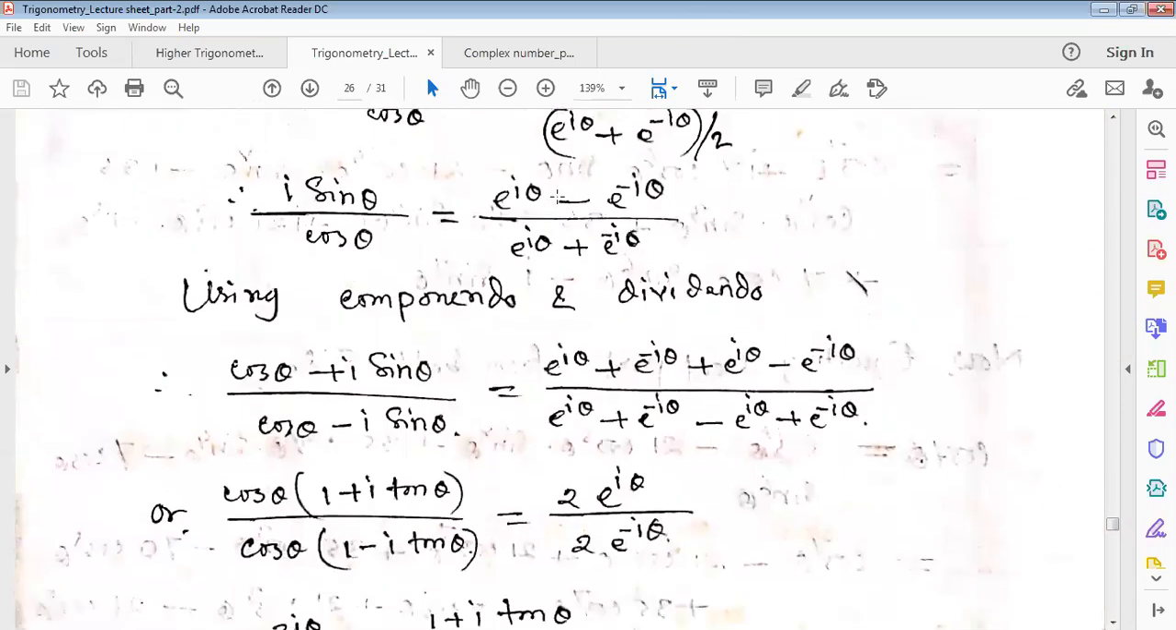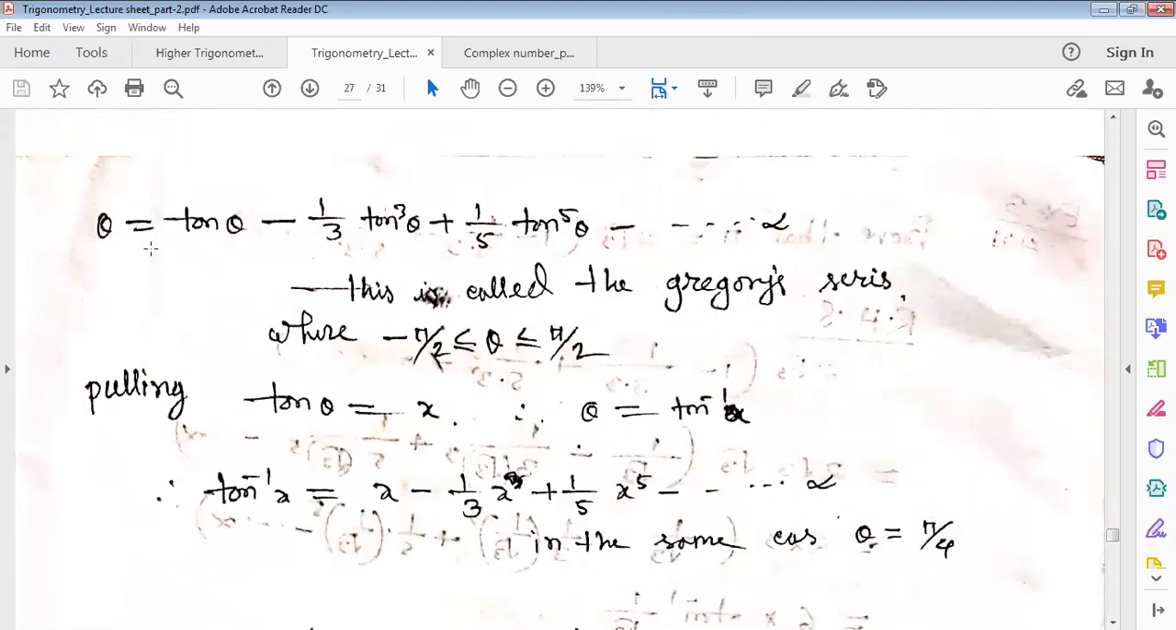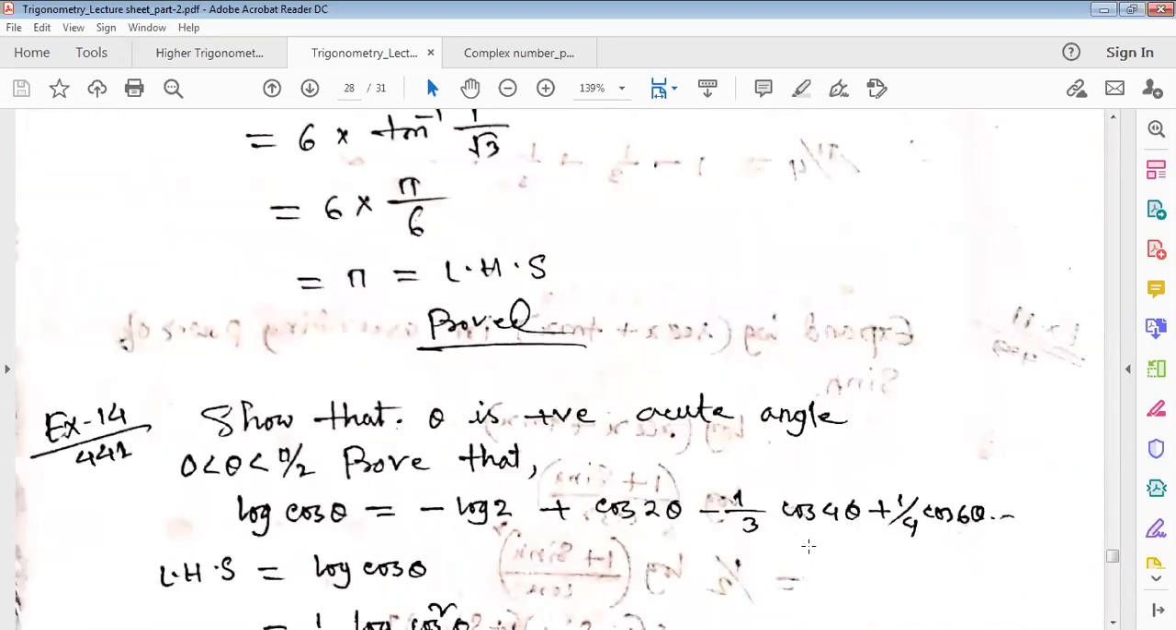This is the Gregory series. After the Gregory series, theta equals tan theta minus 1 by 3 tan cube theta plus 1 by 5 tan to the power 5 theta and so on, and theta lies between minus pi by 2 and plus pi by 2. Now if you put tan theta equals x, then theta equals what? Tan inverse x. Then theta is tan inverse x, and this will be x, this will be x cube by 3, x to the power 5 by 5. Remember it. Tan inverse x equals x minus 1 by 3 x cube plus 1 by 5 x to the power 5 and so on to infinity. This formula is used in this series.